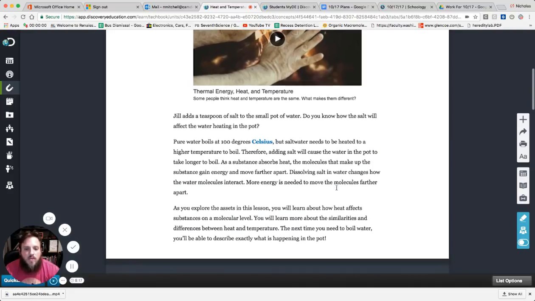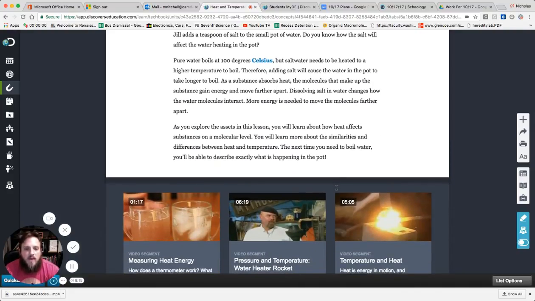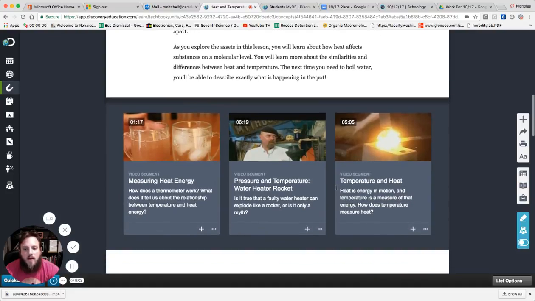As you go through this lesson, learn about how heat affects substances on the molecular level. You'll learn more about the similarities and differences between heat and temperature, and next time you need to boil water, you will know exactly what's going on in that pot.